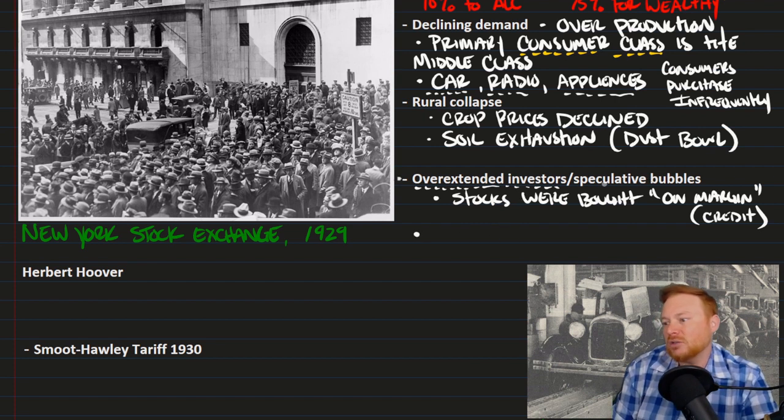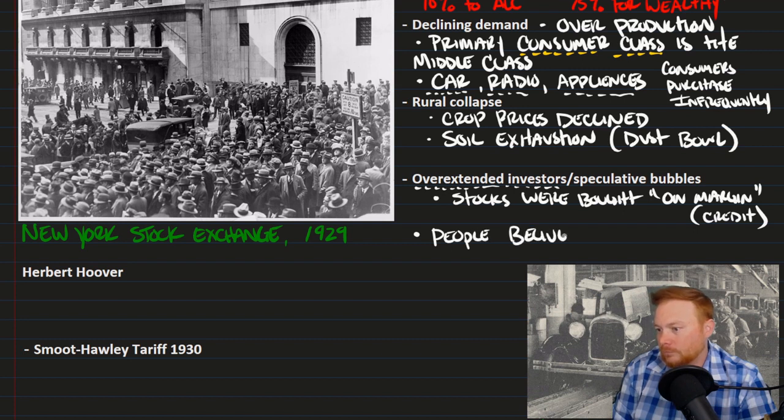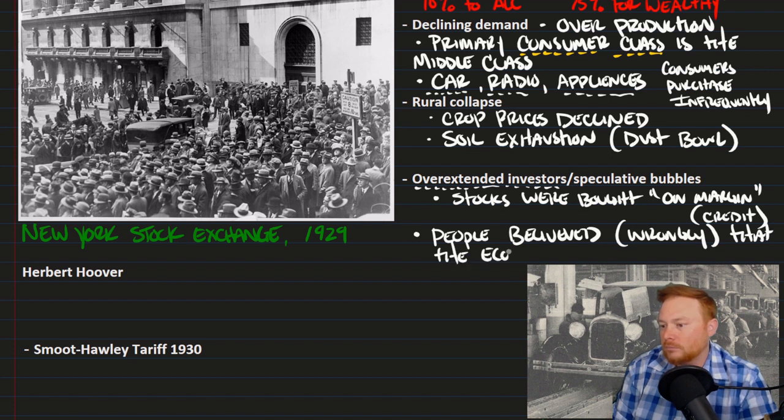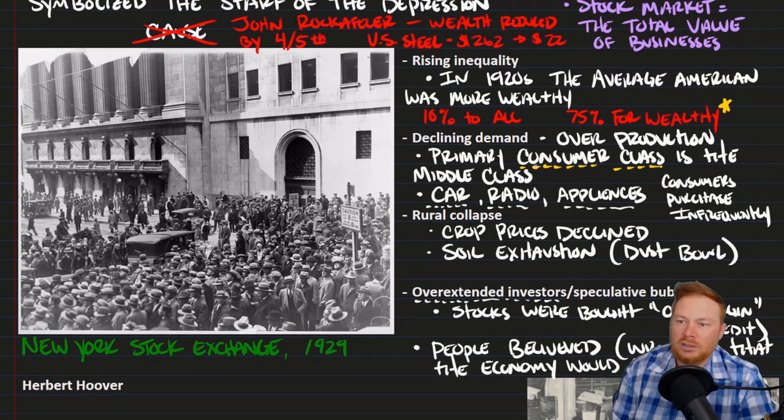And the same thing about speculation. Now, speculation is normal, but there was an over-speculation, an over-optimism about the future of the economy. We'll just say about the speculative bubbles that people believed, and this was wrongly, that the economy would grow. And there are other causes that we could potentially add to this, but again, I think these four are kind of a good start, right?